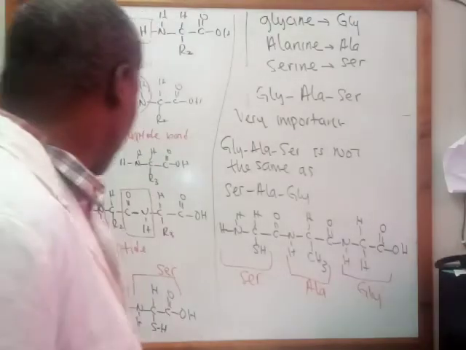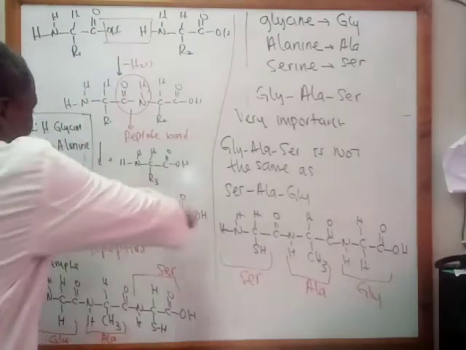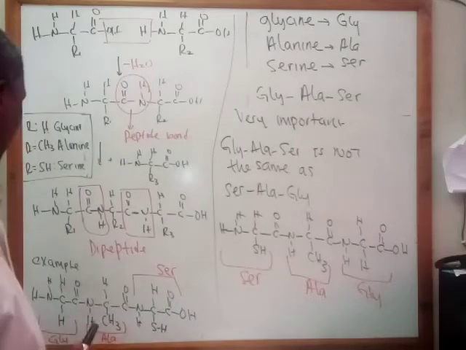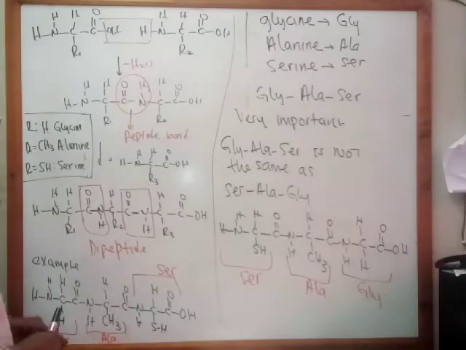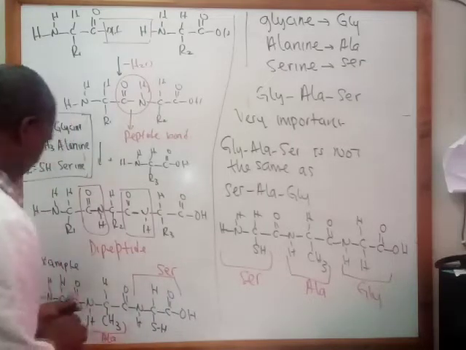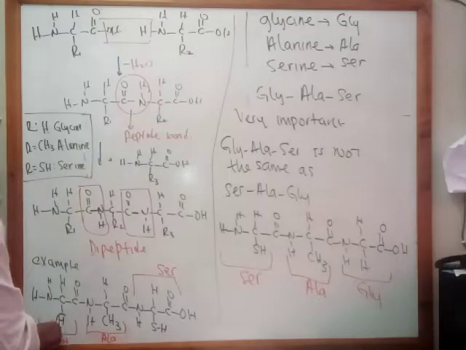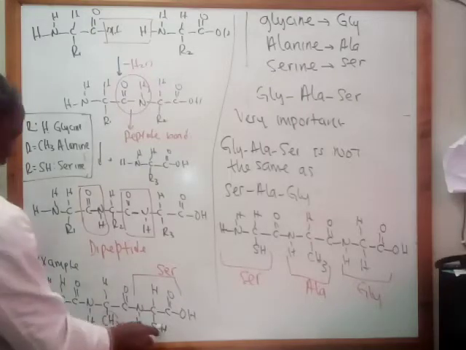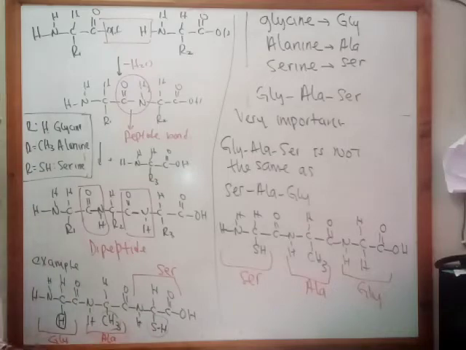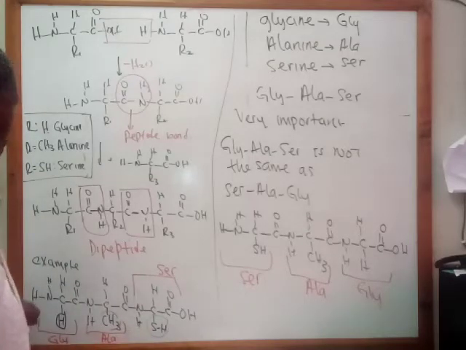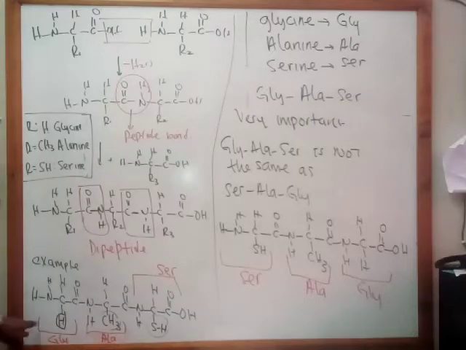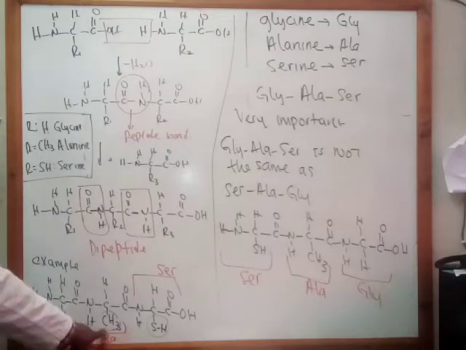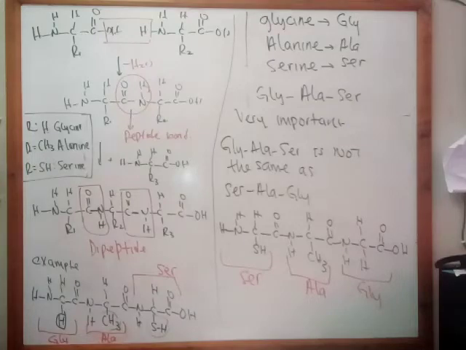You're seeing that? In the structure which I've shown here, can you see that the only thing which is changing is here? There is the hydrogen here, there is the CH3 here, there is the SH. Can you see that? So you can see from here, this is glycine joined to alanine, and then it's joined to serine here.